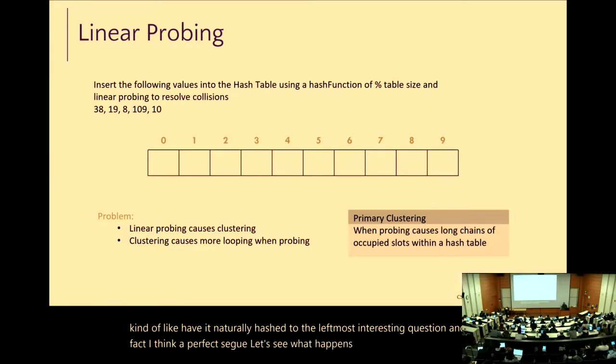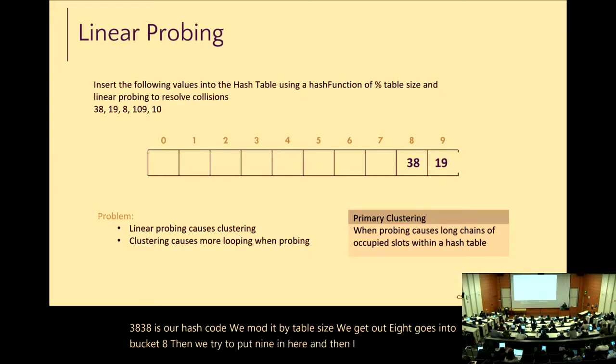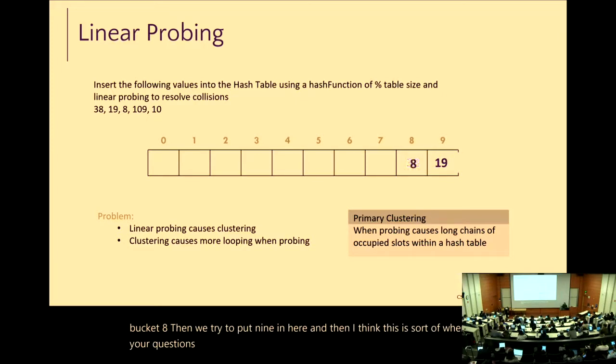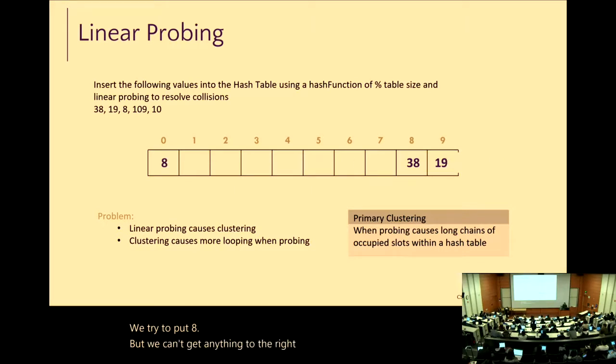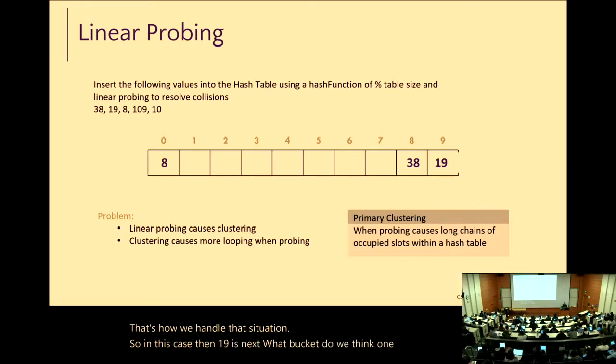Okay, so we try to put 38. That's our hash code. We mod it by table size, we get out 8, and it goes into bucket 8. Then we try to put 9 in here, and I think this is where your question's going. We try to put 8, but we can't go anything to the right, so boom, we're going to wrap it around. That's how we handle that situation. So in this case, 109 is next. What bucket do we think 109 will come to rest in? One. I agree.